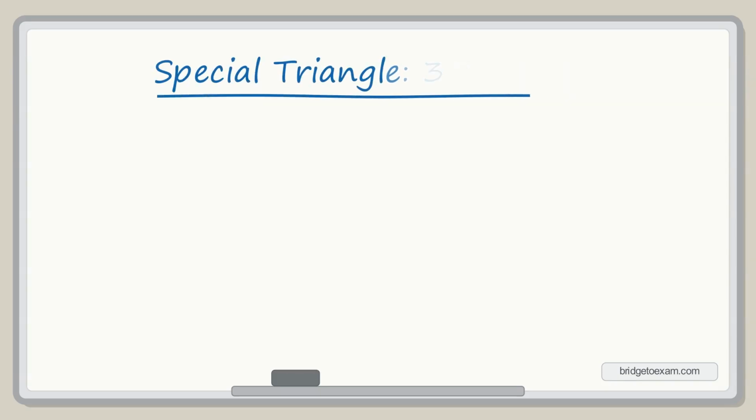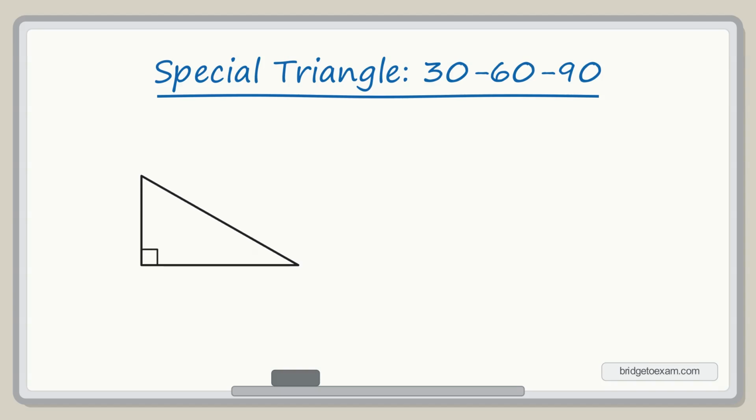The second special triangle is the 30, 60, 90. Here the three sides are all different, and which side is which depends on the angle it faces. The shortest side is opposite the 30-degree angle. Call that side x. The side opposite 60 degrees is x times the square root of 3. And the hypotenuse, opposite the 90-degree angle, is 2x. So the ratio, from smallest to largest, is x, then x root 3, then 2x.